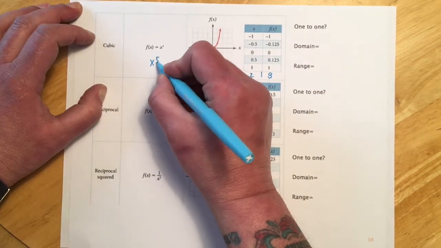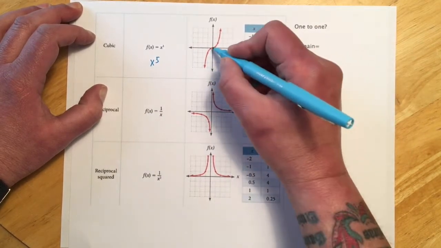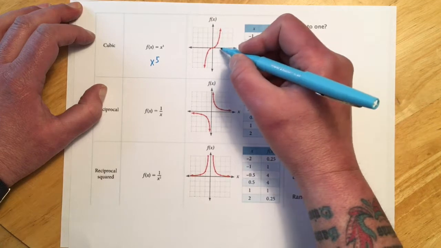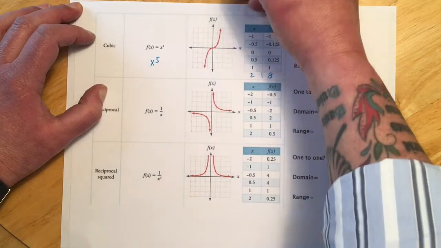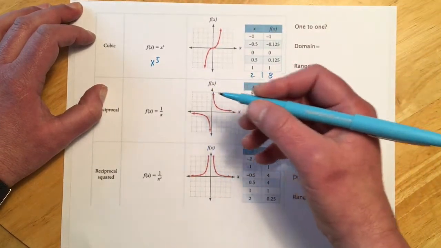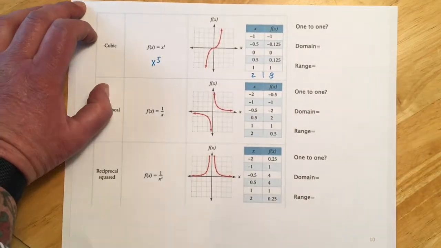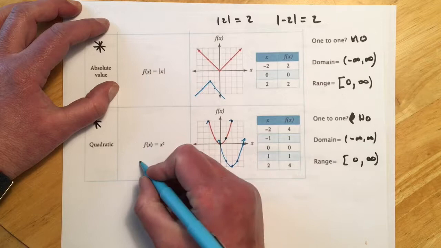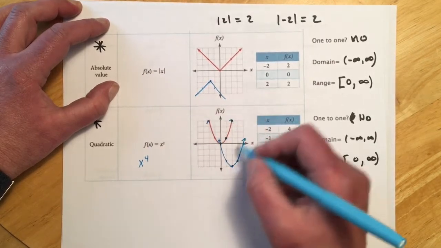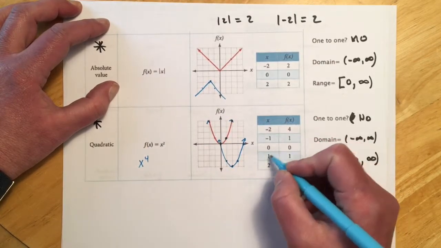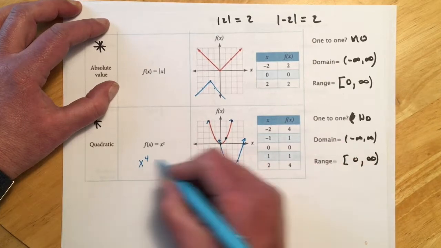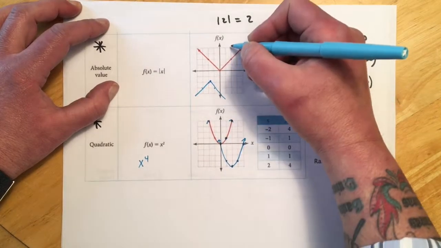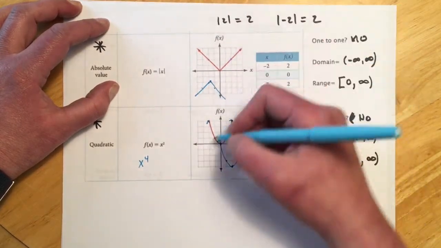X to the 5th would look a lot like this. It would be 0, 0, 1, 1, but then instead of 2, 8, it would be 2, 32. So it would grow faster. And likewise, with the quadratic, if this was x to the 4th, it would still have the same shape. 0 would be 0, 1 would be 1, but when I put in 2, instead of getting 4, I would get 16. So what I get is a steeper U.